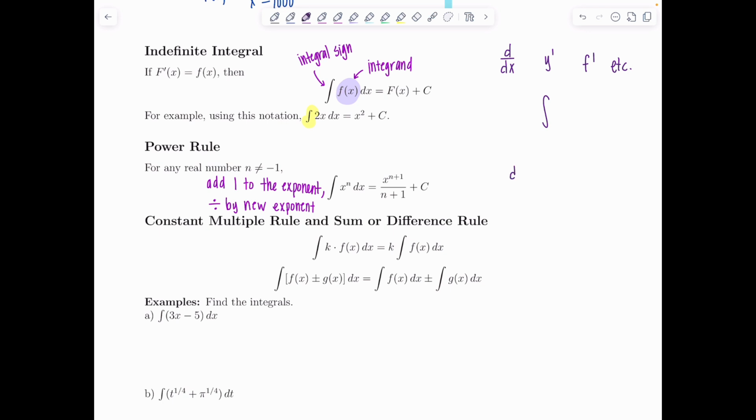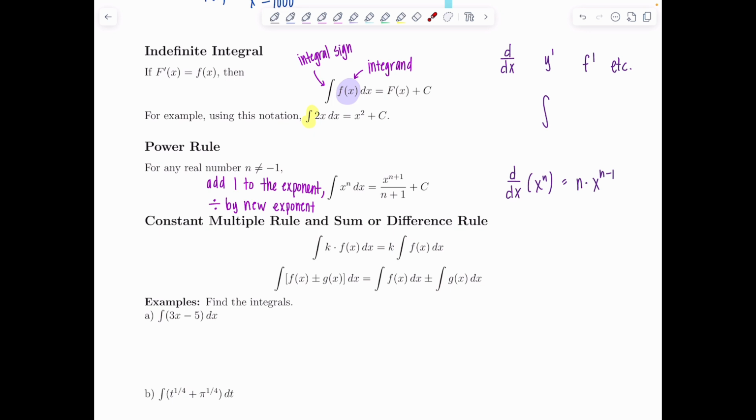Think about it. When we took the derivative of x to the n, what did we do? We multiplied by the exponent, and then we subtracted 1 to get the new exponent. So we're undoing both of those operations. Instead of multiplying, we're dividing, and instead of subtracting 1, we're adding 1. Okay? You probably could have figured out the rule on your own, huh?